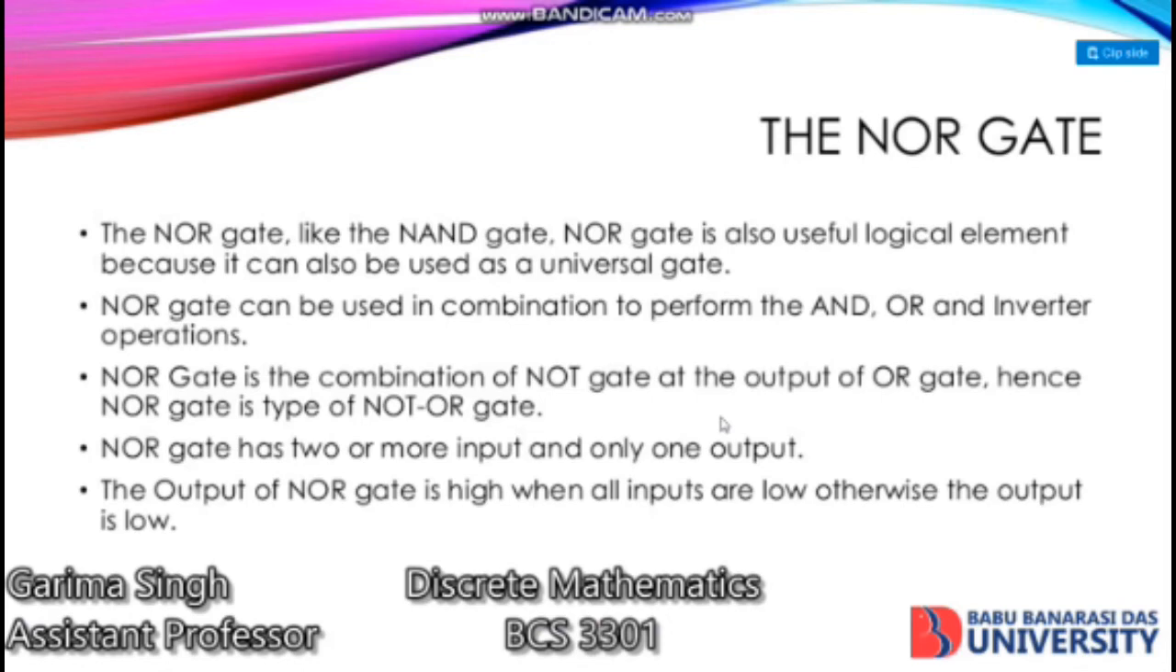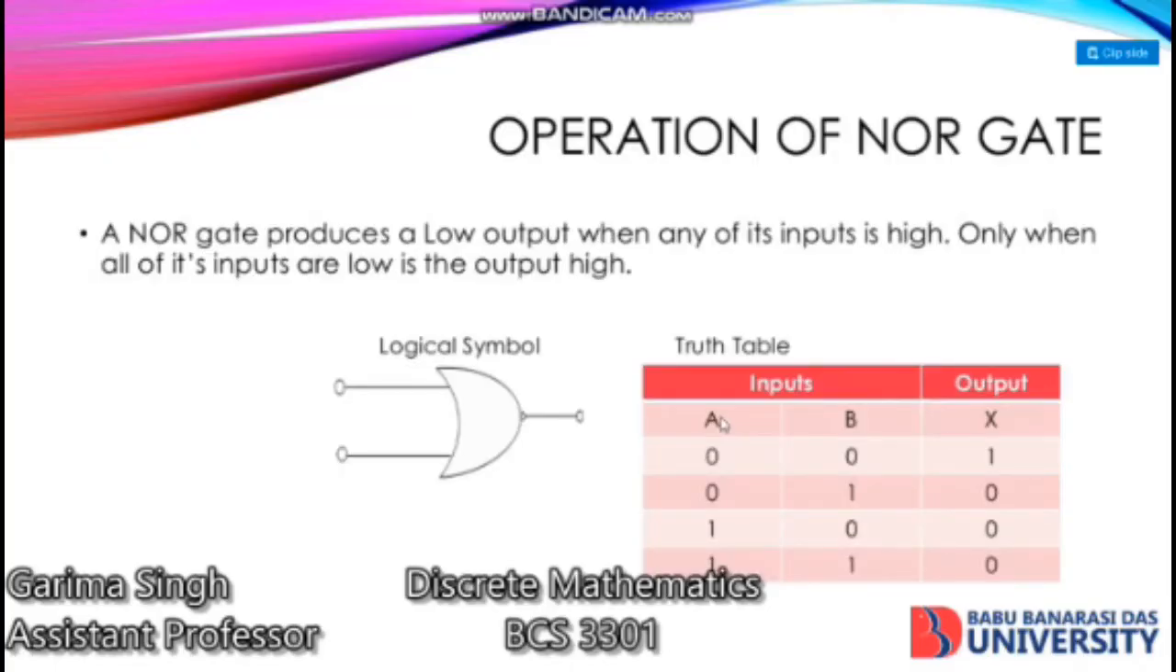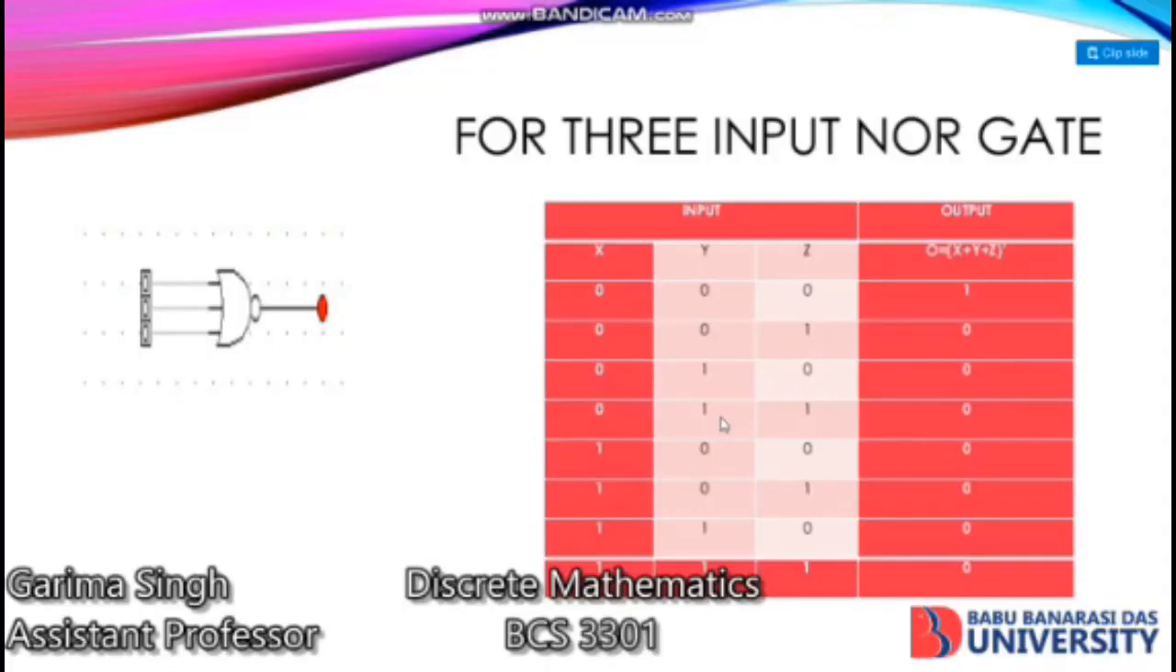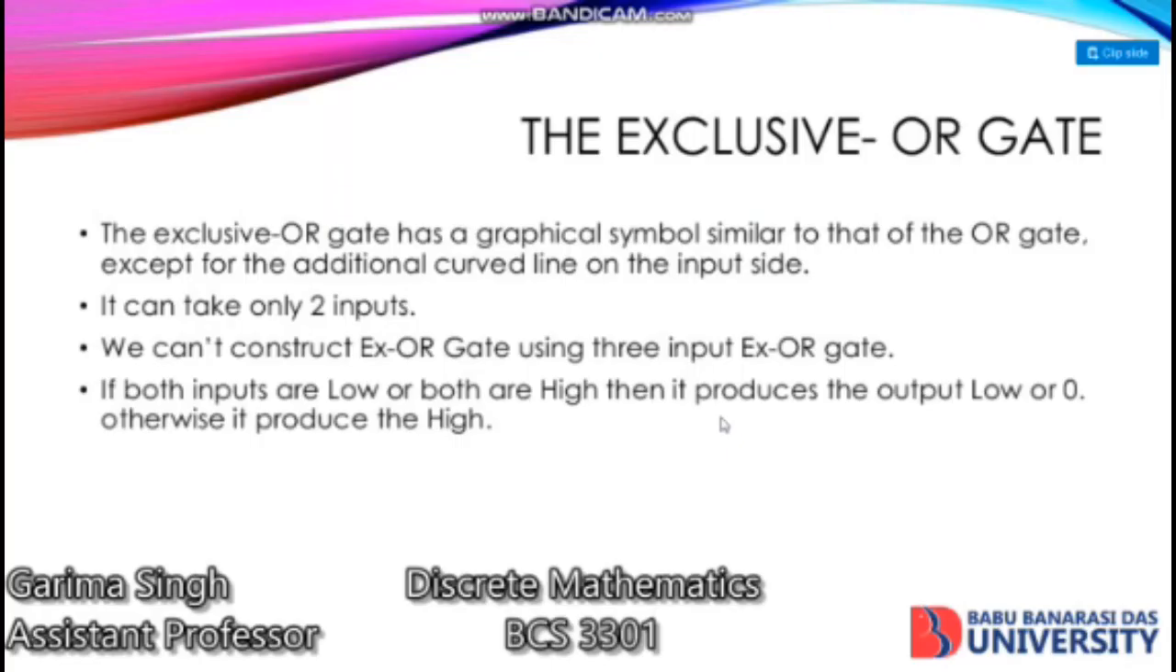NOR gate has 2 or more input and only one output. The output of NOR gate is high when all the inputs are low, otherwise the output is low. This is the operation of NOR gate. Basically, you have an OR gate and it is connected with a NOT sign. So this is the basic sign. This is the expression. Basically, you are performing x is equal to the complement of a plus b. So whatever is the result of a plus b, the OR gate, you just have to complement that expression and you get the result. If there are 3 inputs, then this will be your gate.